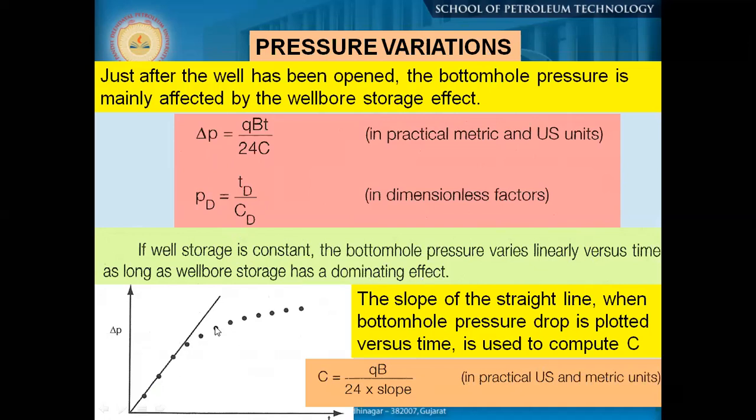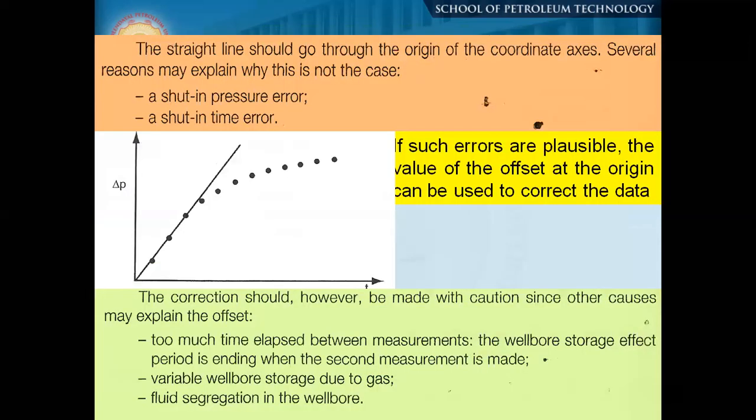But when it leaves the slope-one straight line, when the bottom hole pressure drop is plotted versus time, it is used to compute C. That means when it leaves this point of the straight line, we are now in a zone where wellbore storage is not the dominating factor. This is how we get it. You can see the line here.